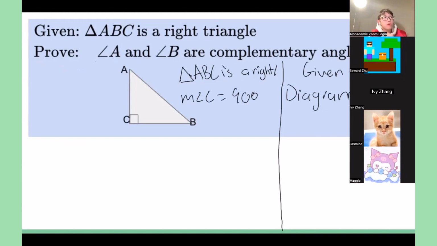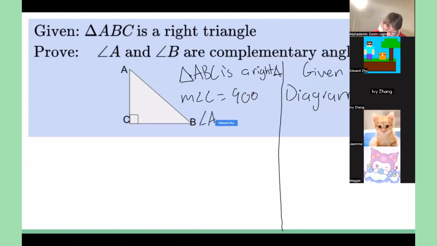All right, so I'll go over the answer now. First up, in any geometric proof, we want to state the givens, and the given is triangle ABC is a right triangle. So first, we write that triangle ABC is a right triangle, which is given. That would be our reasoning. Next up, we have measure of angle C equals 90 degrees. For that, we can just say diagram given, because in the diagram, we can see that angle C is the 90-degree angle.